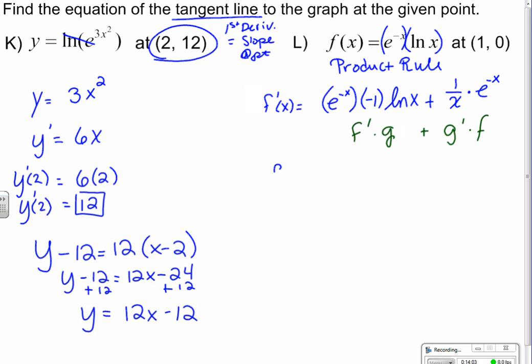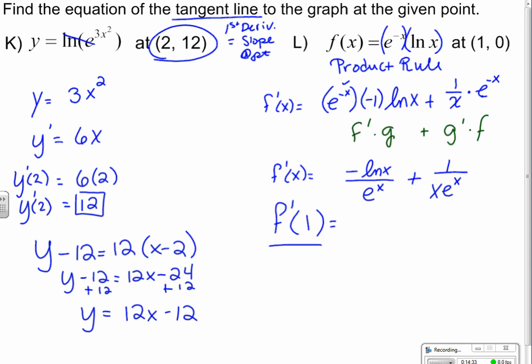We could have f prime of x equals negative natural log x over e to the x, because of this negative exponent, negative x, dropping it down, plus this will shift down too, and I'll have 1 over x e to the x. Let's evaluate our derivative and find out what the slope is when we're at x equals 1. So we're evaluating the derivative, f prime of 1. So I get negative natural log of 1 over e to the first plus 1 over 1 times e to the first. Fairly nice numbers.